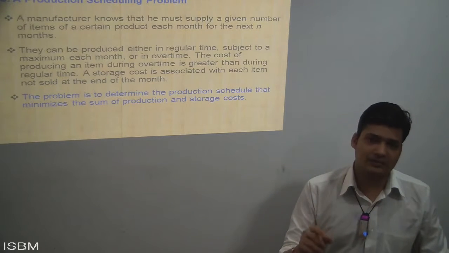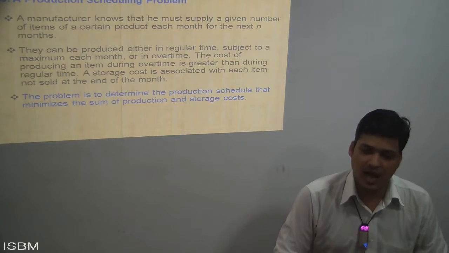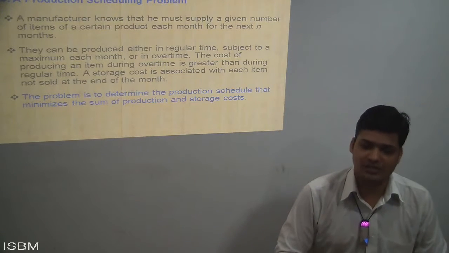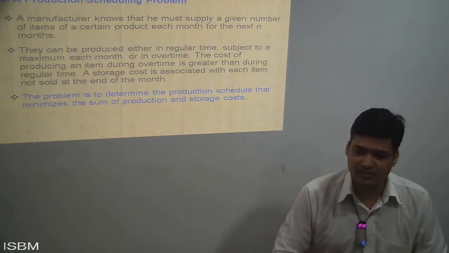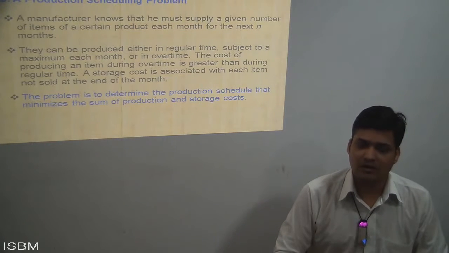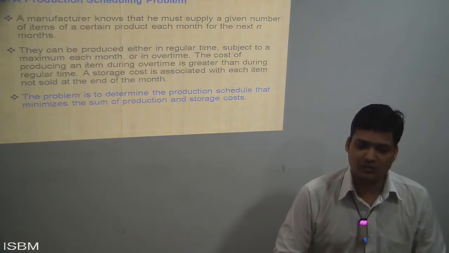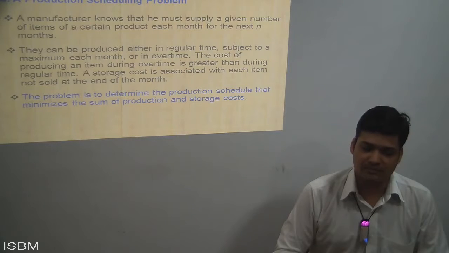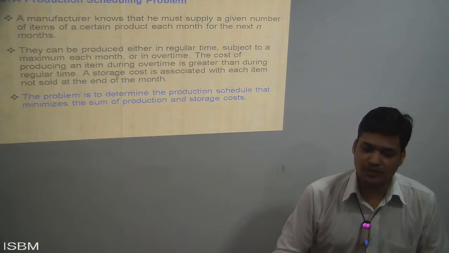Then the product scheduling problem, the third kind of problem. A manufacturer knows that it must supply a given number of items of certain products each month for the next n months. They can be produced either in regular time, subject to a maximum each month, or in overtime. The cost of producing an item during overtime is greater than during regular time. The storage cost is associated with each item not sold at the end of the month. The problem is to determine the production schedule that minimizes the sum of production and storage cost.